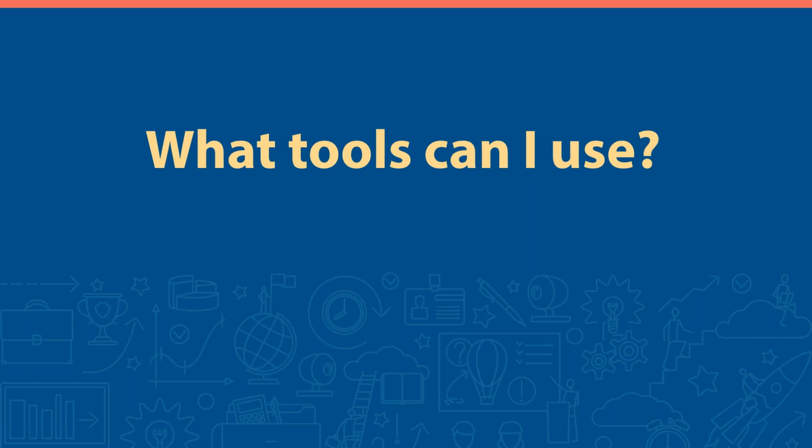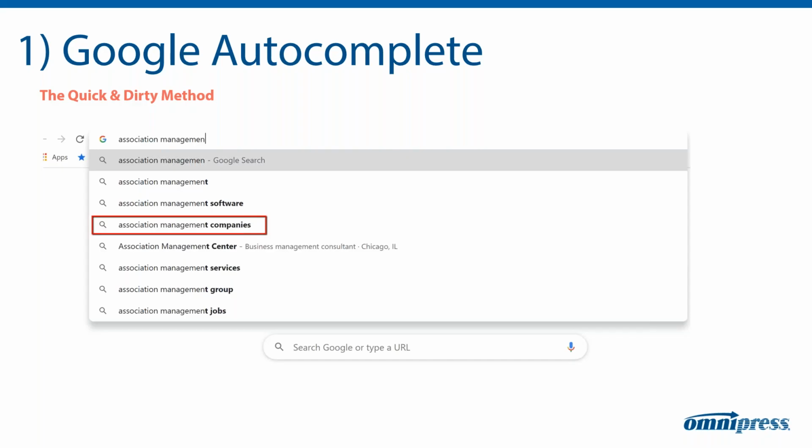So what tools can I use to do some of this research so I know what keywords to focus on? I'm going to run through 3 different tools that you can use. The first one is Google Autocomplete. It's our quick and dirty method, and you guys have all seen it before. You start typing in a Google search and this drop-down menu pops up and it gives you a variety of options. It's doing this because these are popular options based on other people's searches with the same criteria that you've typed in. So it does give you a very high level idea of other related terms that you could potentially focus on.